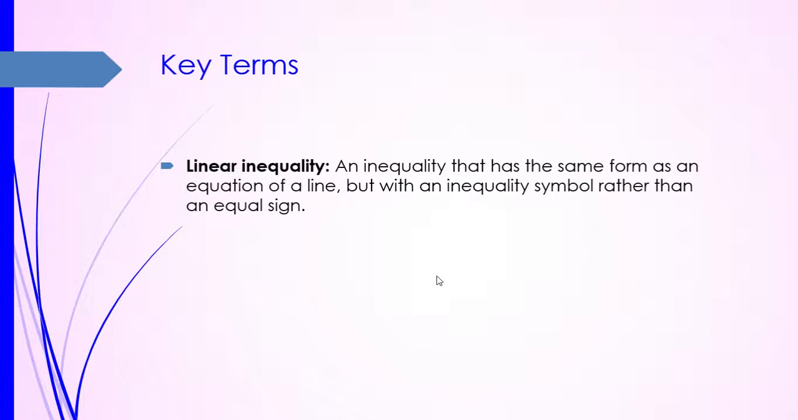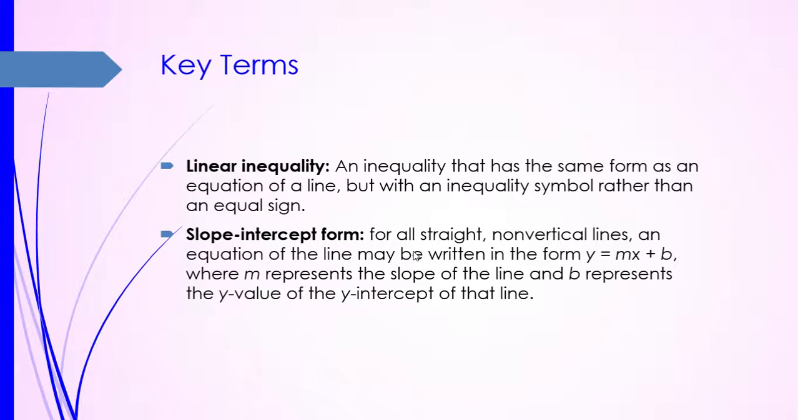Let's go over some key terms. The first one is linear inequality, which is an inequality that has the same form as an equation of a line, but with an inequality symbol rather than an equal sign. Slope-intercept form is, for all straight, non-vertical lines, an equation of the line that may be written in the form of y equals mx plus b, where m represents your slope and b represents the y value of the y-intercept of that line.